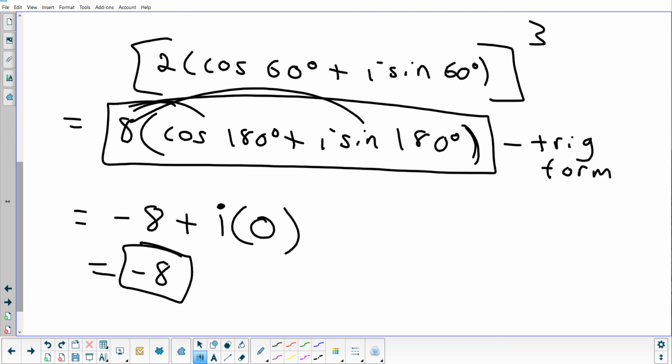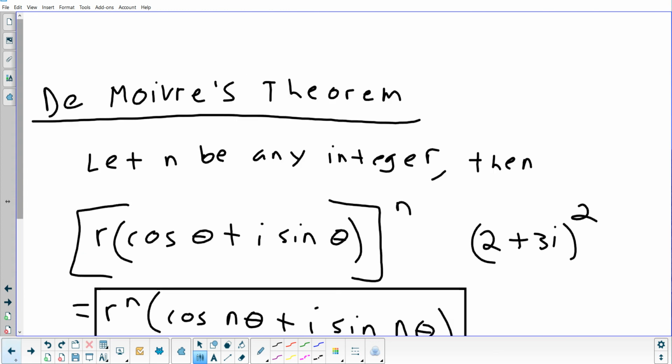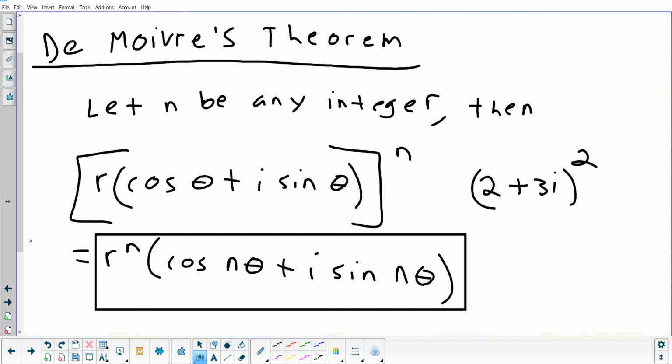So, any question on how we changed it from trig form to standard form? Definitely something you should know how to do. You have the 3 for cubing the equation, but you multiply 60 by 3 instead of cubing it. You don't cube the angle. It's the angle times the power. The only thing you raise to a power is the radius. That's the only exponent when you do it out.